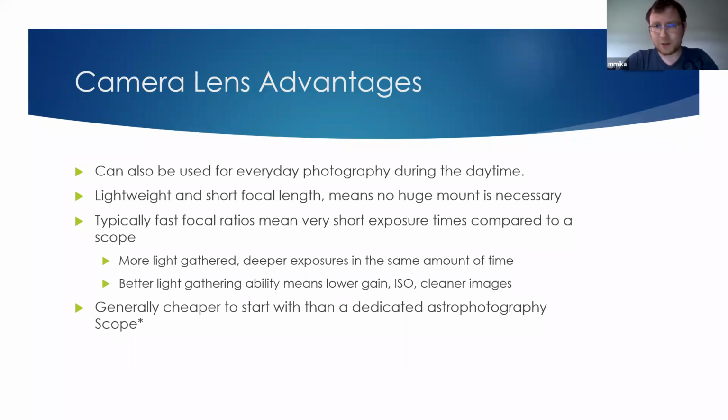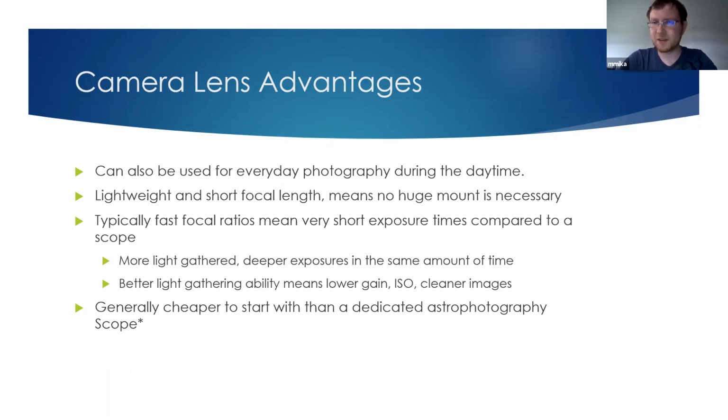Typically, fast focal ratios mean very short exposure times. So with a fast lens, you can generally get a lot deeper of an image with less exposure time. You're riding on a smaller mount, if you're using a mount at all. And because you're getting a brighter image and able to get more light for that same exposure time, it means you don't have to crank up your ISO or your gain and try to get an image at the expense of making it grainy.